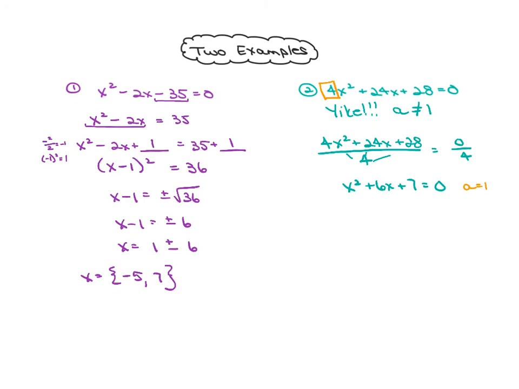Don't be surprised. There are times when you're going to have to divide by a, and you're not going to get integers for b and c. You're going to get fractions. Totally fine. Okay, so to complete the square, I need to isolate both of my variable terms on one side of the equation. So I'm going to subtract 7 from both sides.